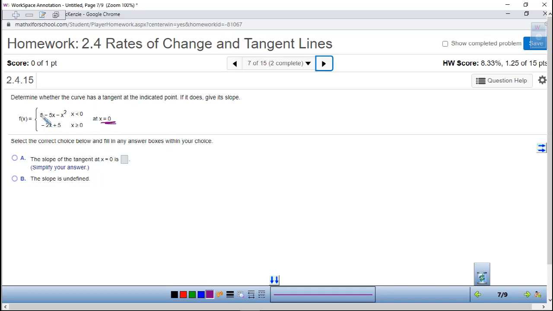So right now we're going to plug in 0, and we're going to get 5 minus 0 minus 0. That's going to be the less than 0 part. The greater than 0 part, we're going to plug in 0, and we're going to get negative 2 times 0 plus 5 gives me 5. So on both parts of this, we're approaching 5.